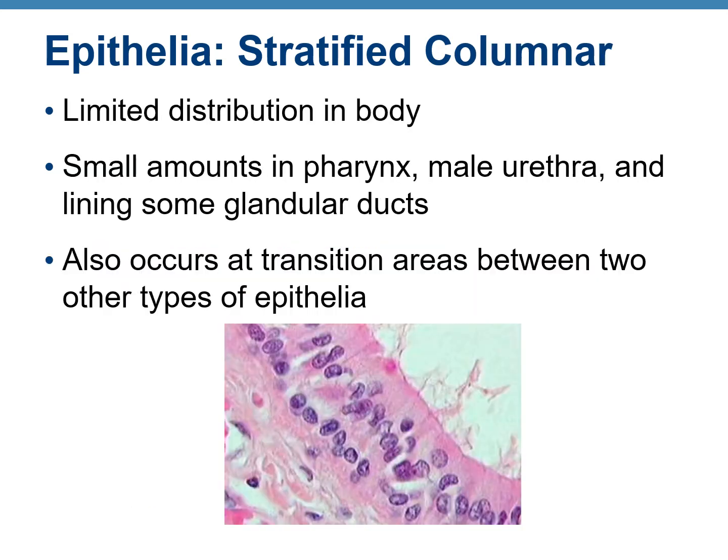Stratified columnar also has limited distribution in the body, small amounts in the pharynx, male urethra, and lining some ducts of the bigger glands. So we also can see here, again, this is our basement membrane. And we're looking at the apical surface. On the apical surface, I have probably over here some columnar cells, and here I have more. Okay, so it's a stratified columnar, limited distribution in the body.